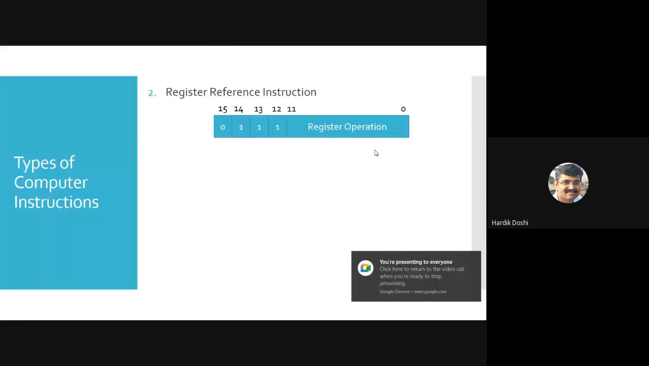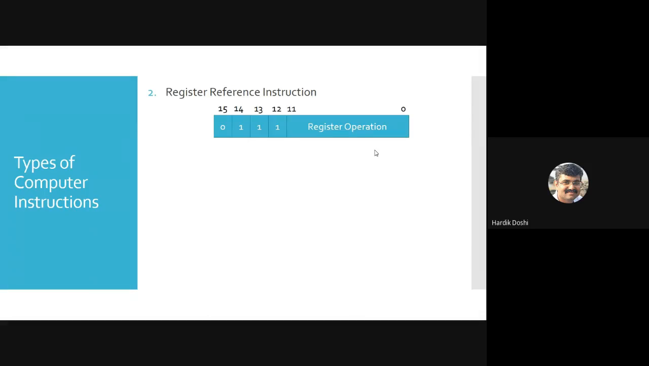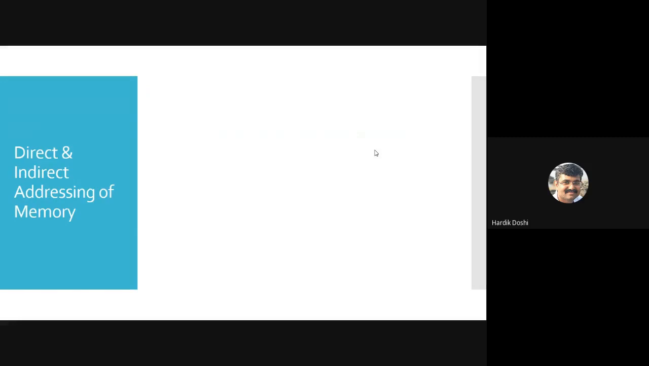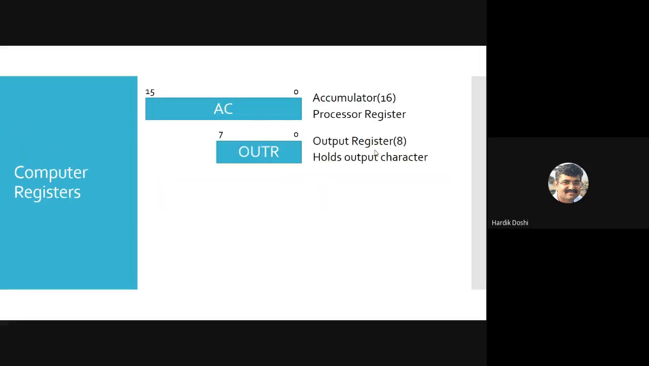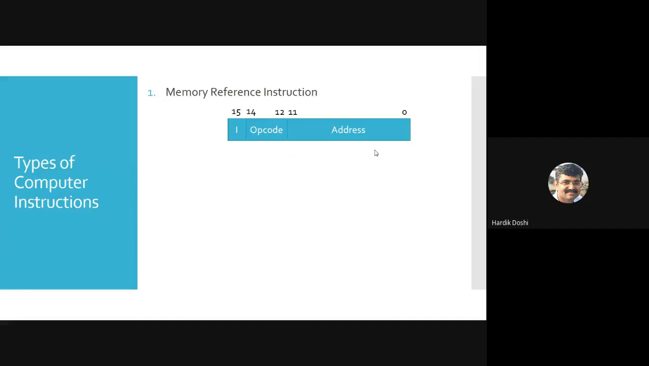In the last lecture, we were talking about register reference instruction. Let us have a quick revision of memory reference instruction, and then we'll discuss again. As per the instruction format, we have 16 bits of instruction size, wherein bits 0 to 11 are for address in memory reference, 12 to 14 for opcode, and the 15th is the I bit, that is direct addressing or indirect addressing.